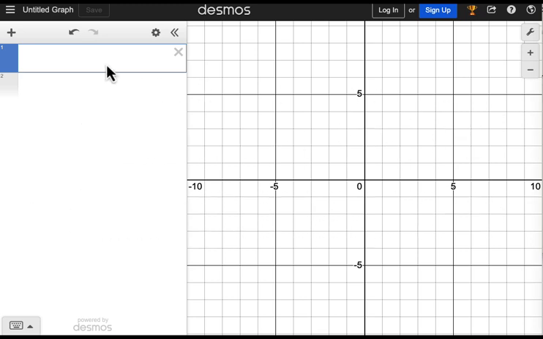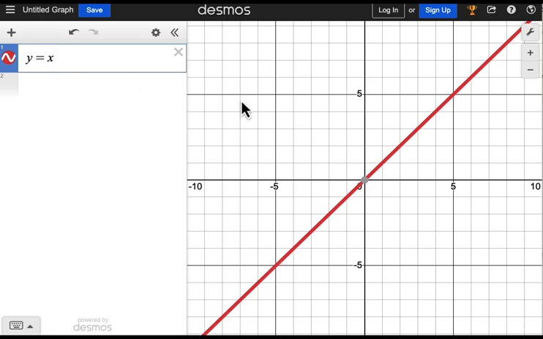Start by creating a Desmos window. You may want to log in. Graph y equals x, which is a line that crosses the origin and has a slope of 1. The reason for this graph is that functions and their inverses are mirror images across the line y equals x. Now we're ready.